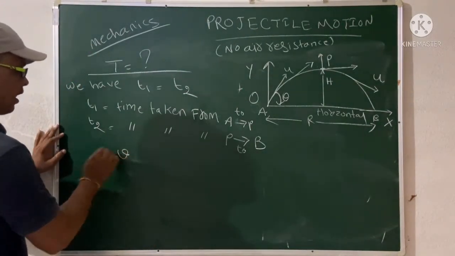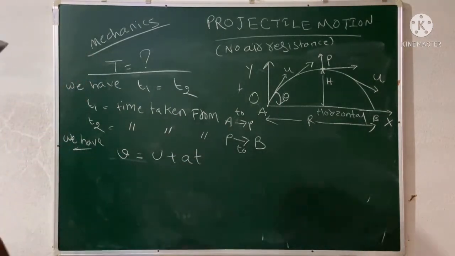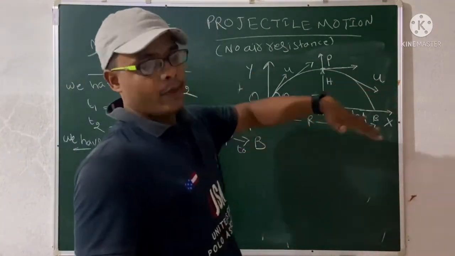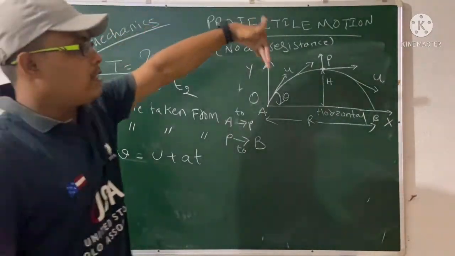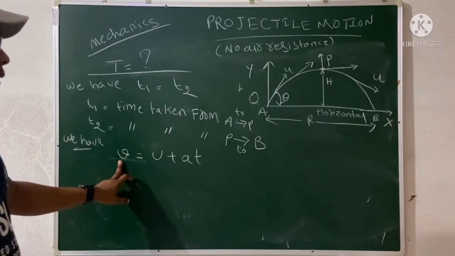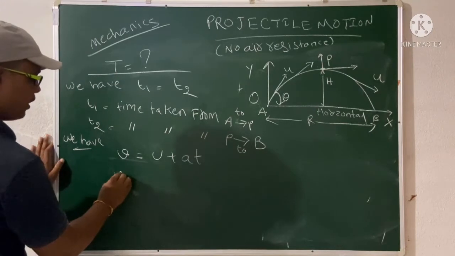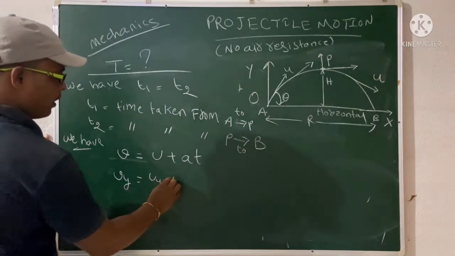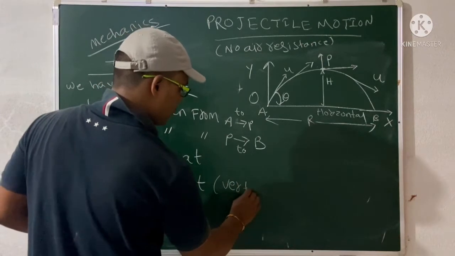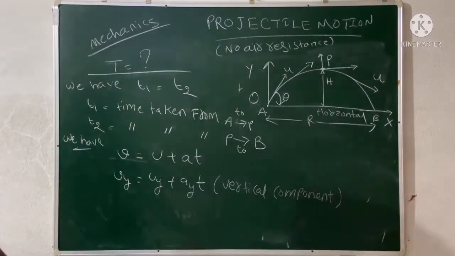What is V? We have V equal to U plus AT, right? But remember, we have two components of velocity. One is the horizontal component and another is the vertical component. We are discussing the time of flight. So we will take Vy, that is Uy plus Ay into T. This is the vertical component.